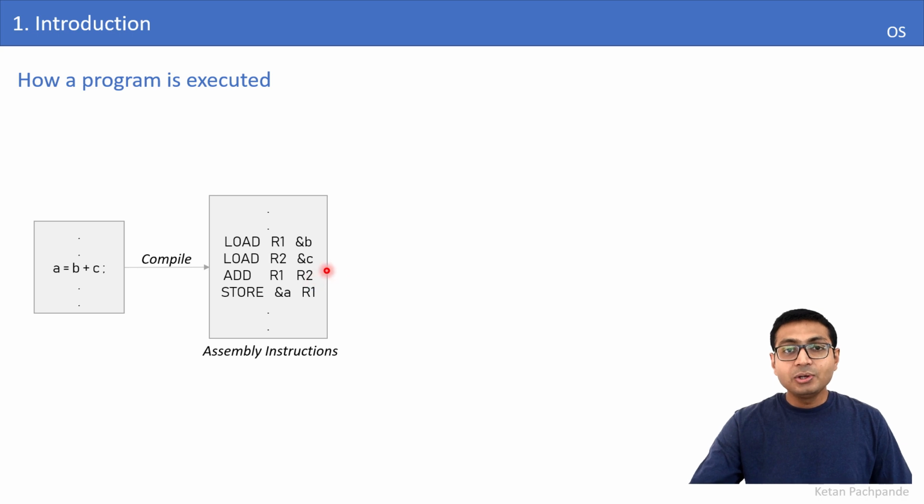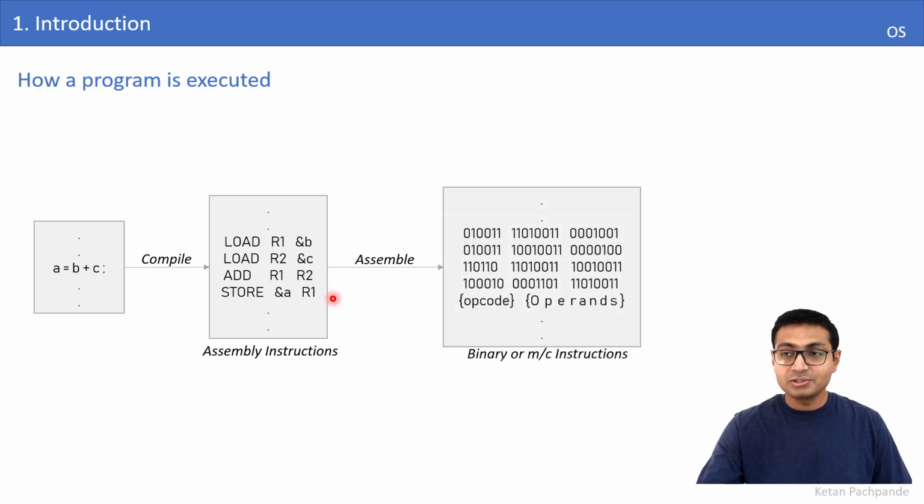The next tool is the assembler, which converts the assembly instructions into binary instructions. So this is how binary instructions look. Everything is in 0 and 1 format here. A binary instruction contains 2 things. First is the operation code and the other is the set of operands. These binary instructions along with the data are stored onto the secondary disk.